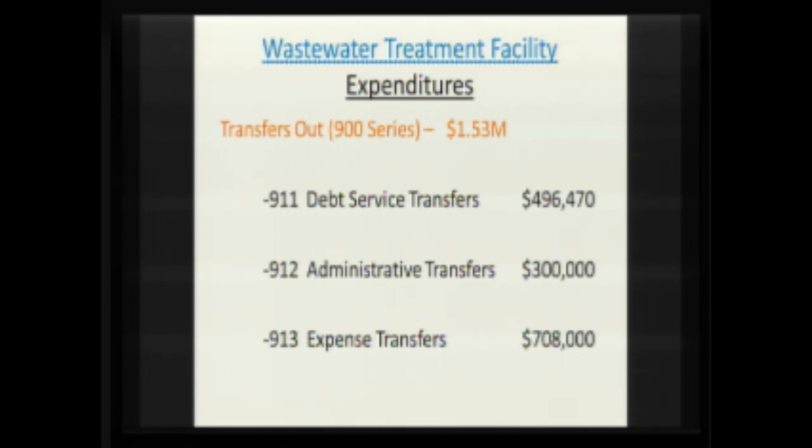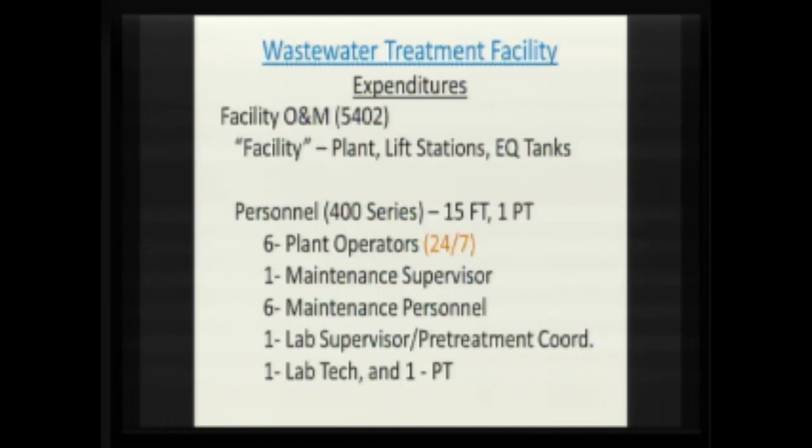The final expense transfer, the $708,000, goes to the general fund to cover administrative support, essentially what's provided from the general fund for support services for the operation of the sewer plant, for HR, for accounting, administrative oversight, et cetera. Okay, next slide. So that's the 5401 portion of the budget for the wastewater facility.